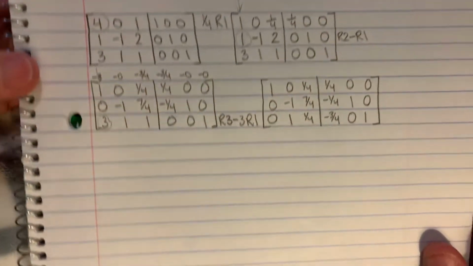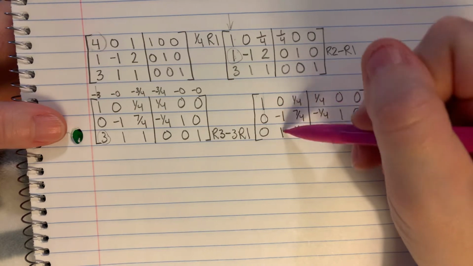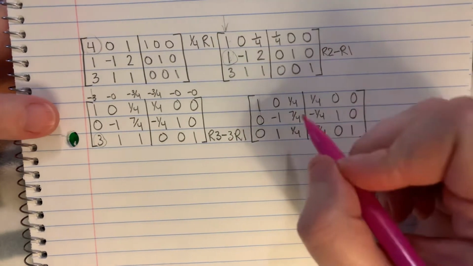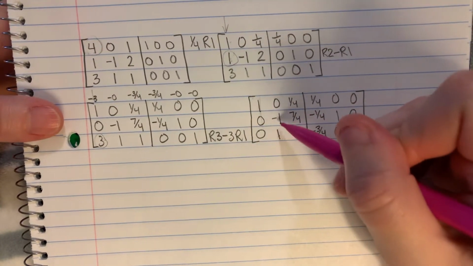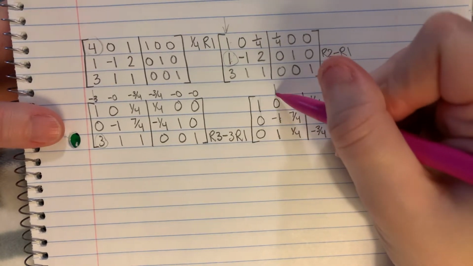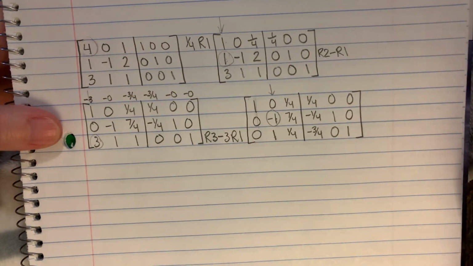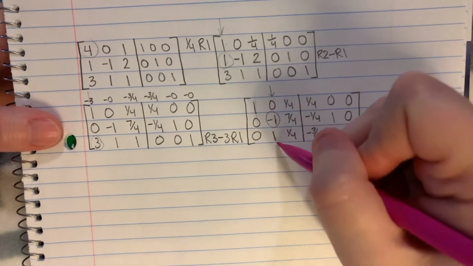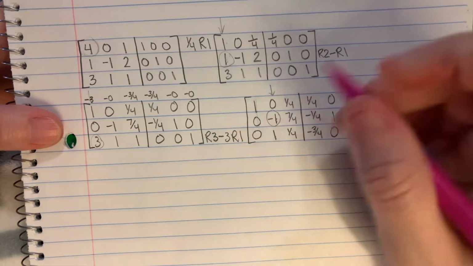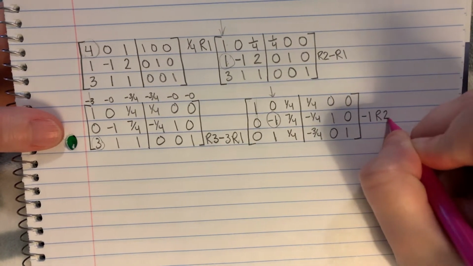Okay, so now I've got this column perfect. This column right here, I could deal with this by just putting these two together right now, or what I'm going to do is work on that middle 1. That's just my habit. That's just what I do. I always get the 1 first and then I get the zeros. So if I want that to be a 1, all I have to do is change the sign. So negative 1 times that whole row.